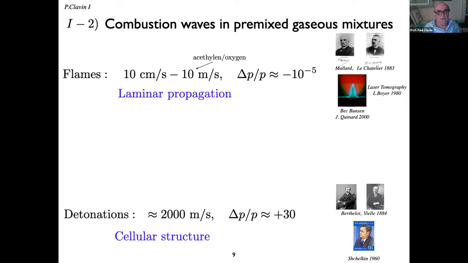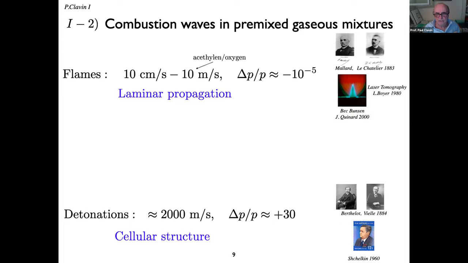It was discovered in the last quarter of the 19th century that there is another possibility of a wave, much faster and much more dangerous, because the relative increase of pressure in the gaseous mixture is close to 30. So it is very dangerous. These are called detonations. The people who first mentioned them, in fact, discovered detonation in solid propellant, by an engineer working for the Nobel company. But I am limiting my talk to gaseous mixtures.